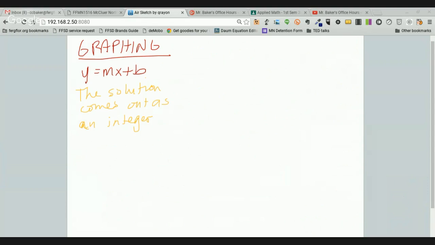Meaning not a fraction. If you were to graph the two equations in a system and they came out to be something in between two integers, any kind of decimal or fraction that you would have to be estimating, then to get a more exact solution, then you need to go and do substitution or elimination from there, so that you're not estimating in this scenario.